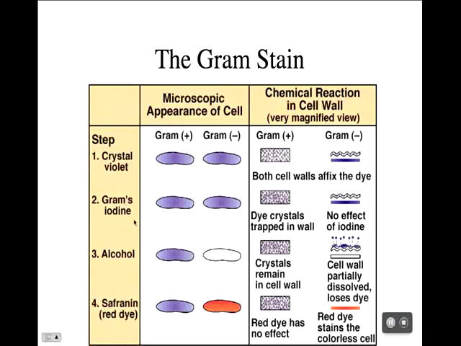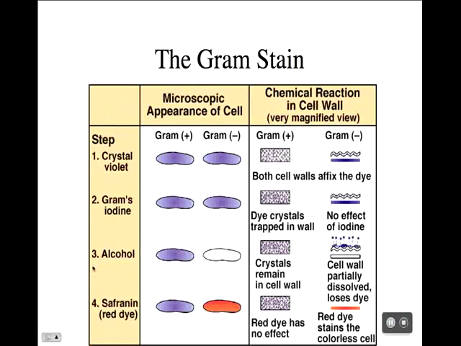Next, you add Gram's iodine. Gram's iodine acts as what we call a mordant. Mordants permanently attach stains to their substrate. So it's permanently attaching the crystal violet dye onto the substrate here, which is peptidoglycan. That's what's happening when you add iodine. Now, at the end of this step, everybody had peptidoglycan, therefore everybody's still purple, both the gram-positive and the gram-negative.